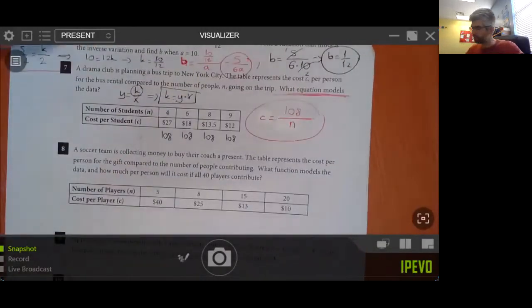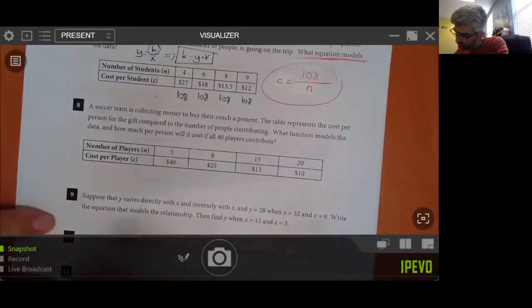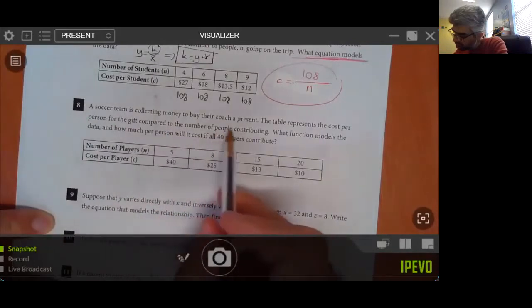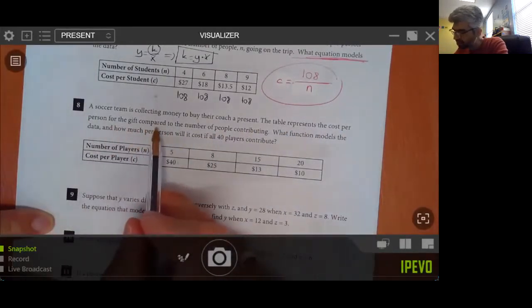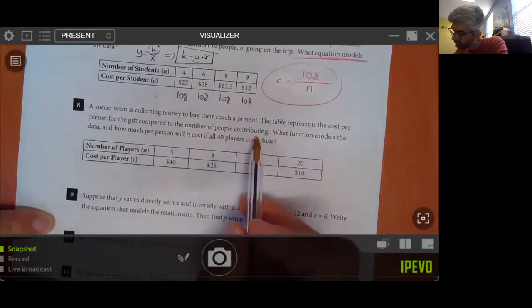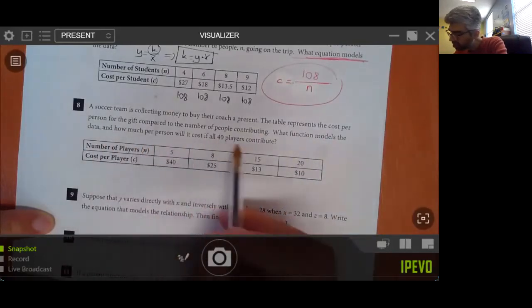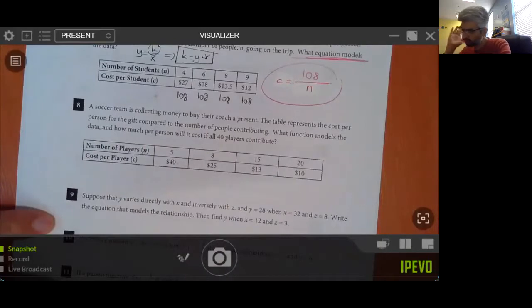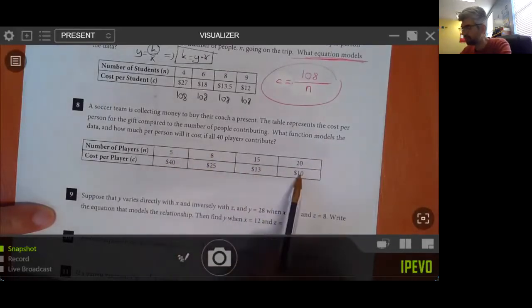Number 8. A soccer team is collecting money to buy their coach a present. The table represents the cost per person for the gift compared to the number of people contributing. What function models the data, and how much per person will it cost if all 40 players contribute? Good job. So here again, the number of players is increasing and the cost per player decreases.